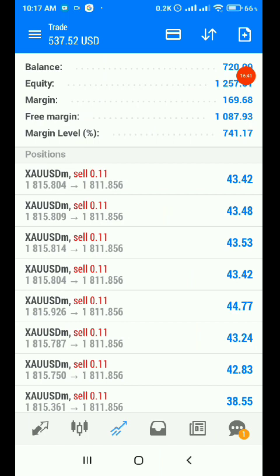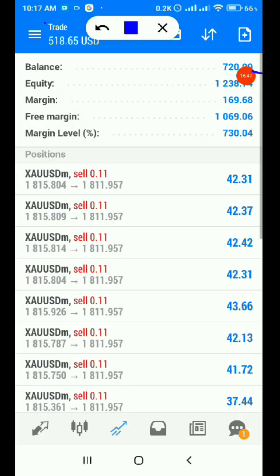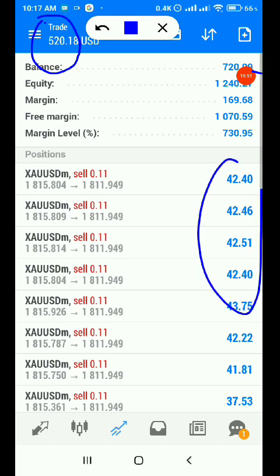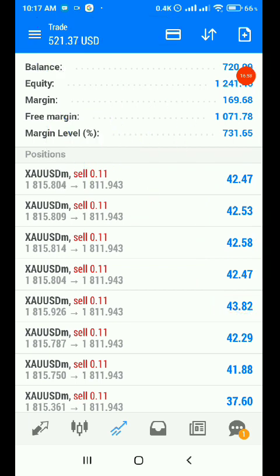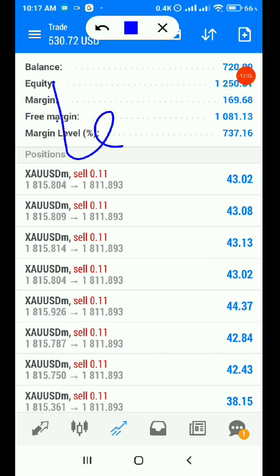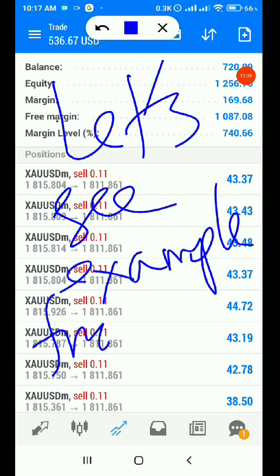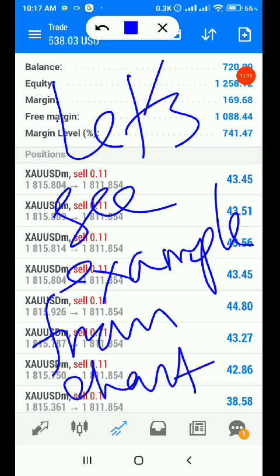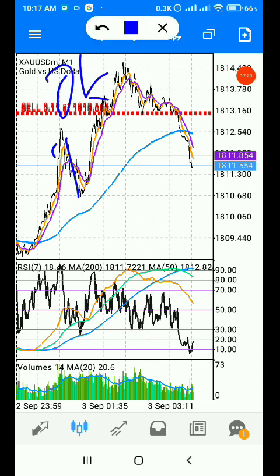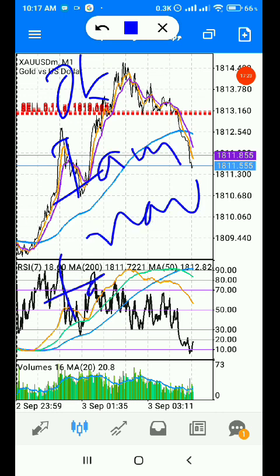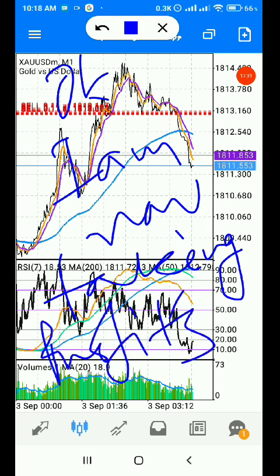And if I explain regular and hidden, regular means it indicates the reversal. Bearish regular means the price was in uptrend, and now after getting the bearish regular divergence, price will tend to go down. That will be the downtrend, so it is a reversal form. And the same way, if you see the bullish regular divergence, that means price was in downtrend, and after you get the bullish divergence, price will be in uptrend soon. That is the bullish regular divergence.